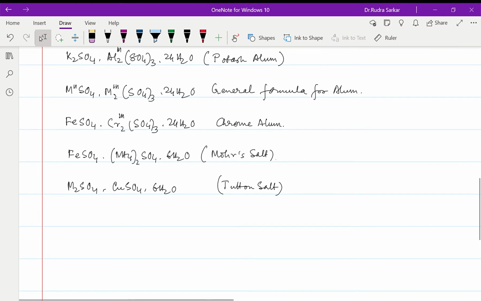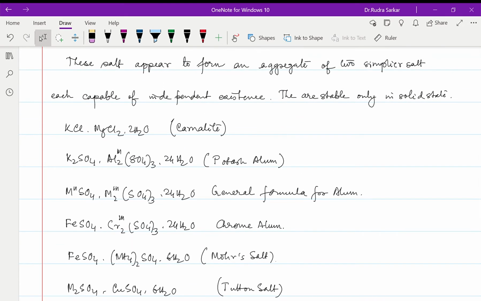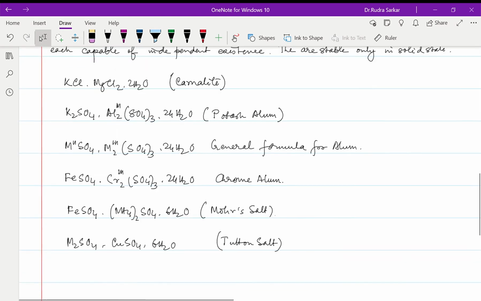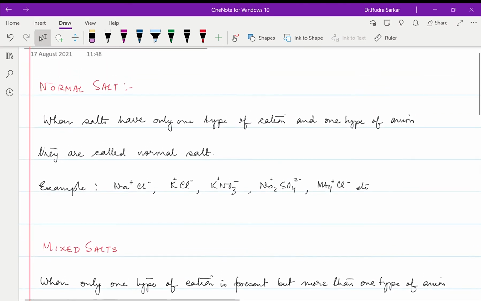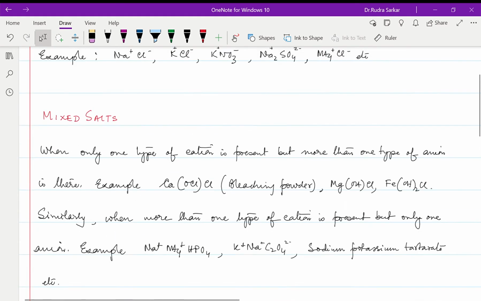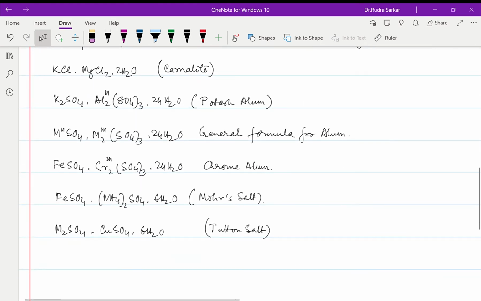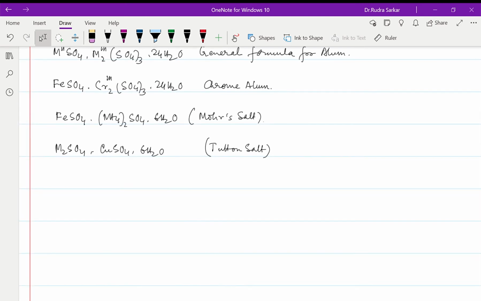But if you put these salts in solution, the salt will dissociate completely into its individual ions. So one property that is common among the normal salt, the mixed salt and the double salt is that if you dissolve these salts in an aqueous solution, the individual ions will be formed and you will get the chemical test for each of these ions inside the solution.